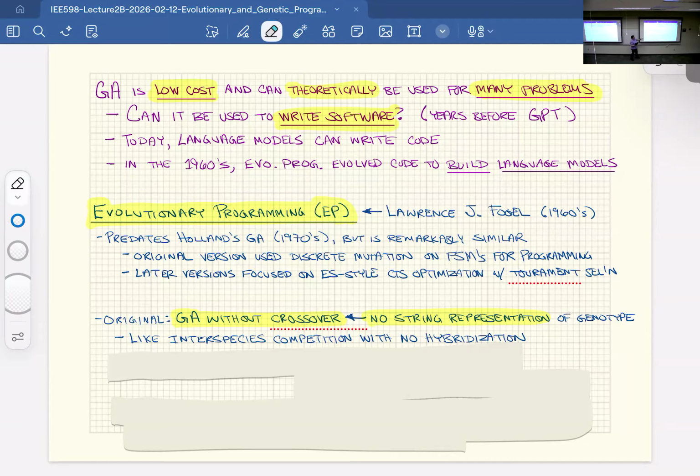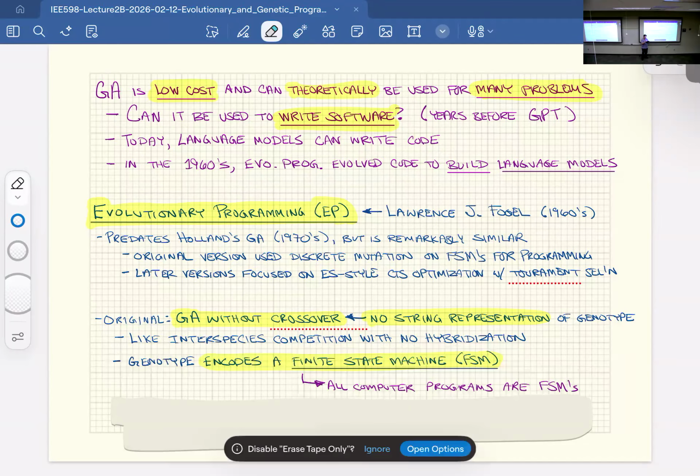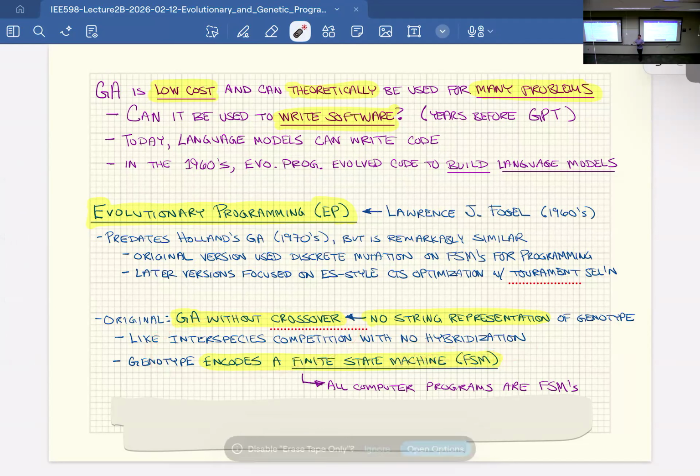So the model here is more like interspecies competition without hybridization. It's like you create different species of state machines, and they have little mutations within their species. And these species are competing for the same niche. And that niche is the solution to your particular programming problem. It's kind of the model that you can think about here.